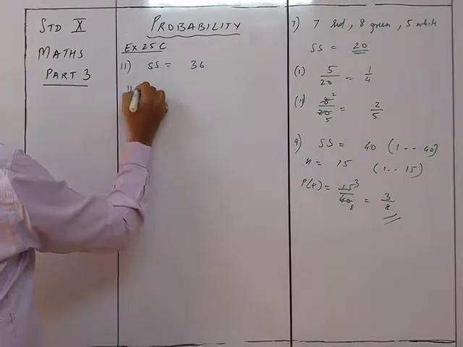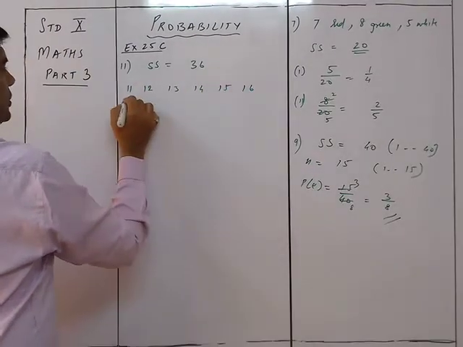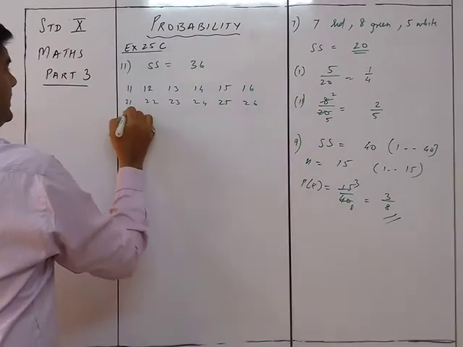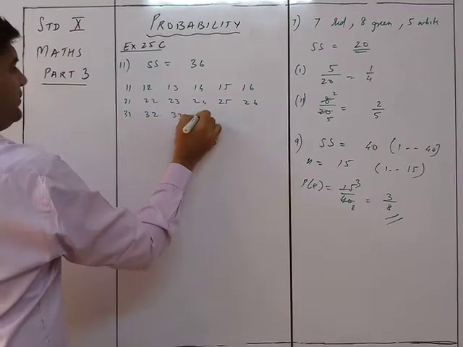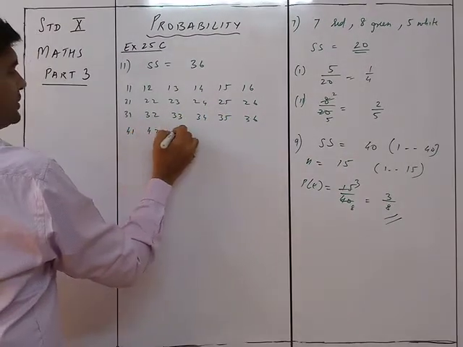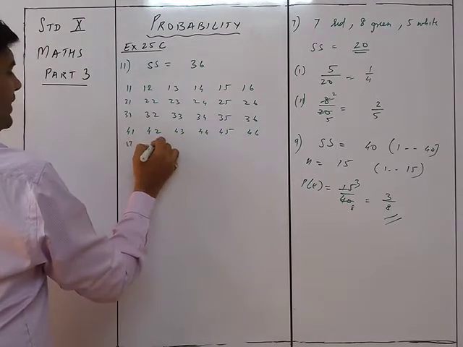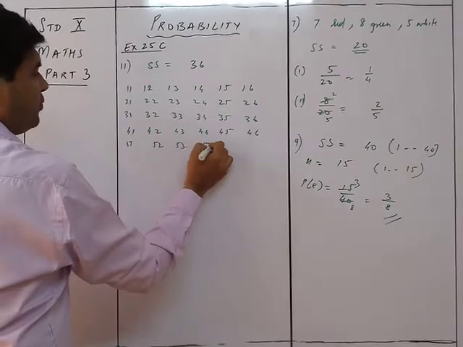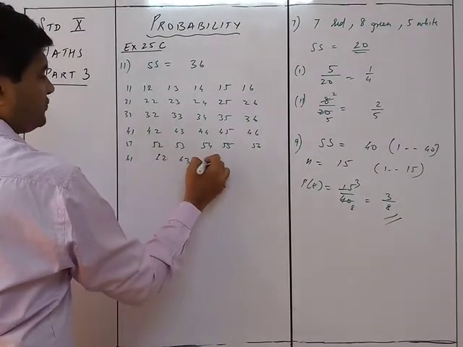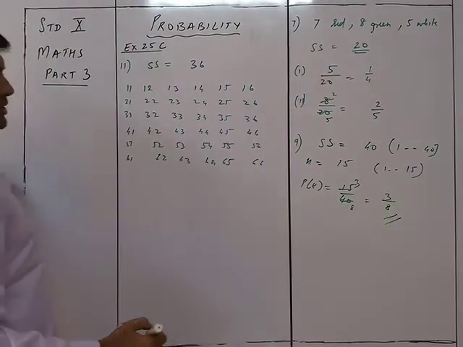Now this is 1 1, 1 2, 1 3, 1 4, 1 5, 1 6, 2 1, 2 2, 2 3, 2 4, 2 5, 2 6, 3 1, 3 2, 3 3, 3 4, 3 5, 3 6, 4 1, 4 2, 4 3, 4 4, 4 5, 4 6, 5 1, 5 2, 5 3, 5 4, 5 5, 5 6, 6 1, 6 2, 6 3, 6 4, 6 5, 6 6. These are the numbers of the dice.